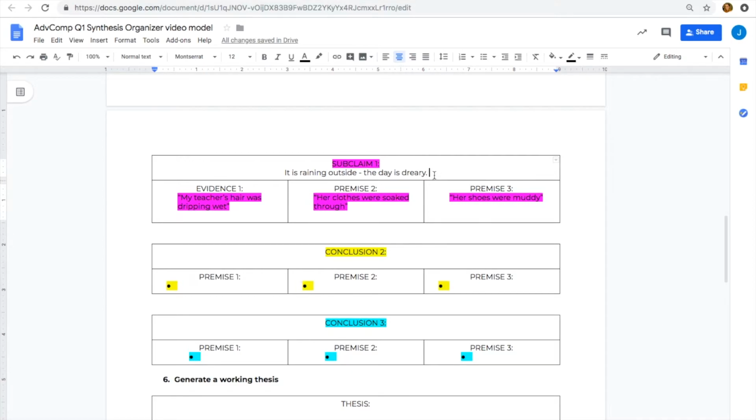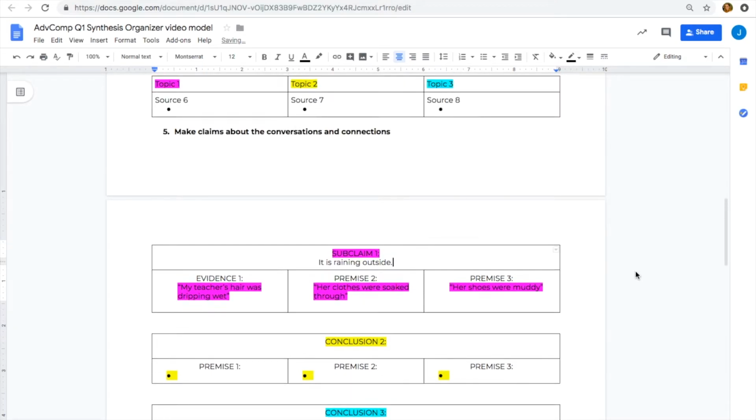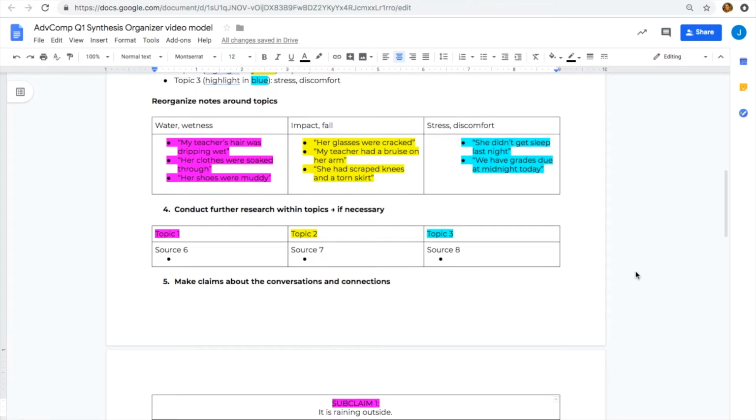So I am just going to continue this process with each of the sets of evidence, each of the topics that I've already picked out.